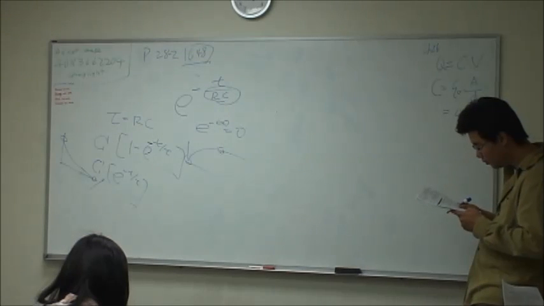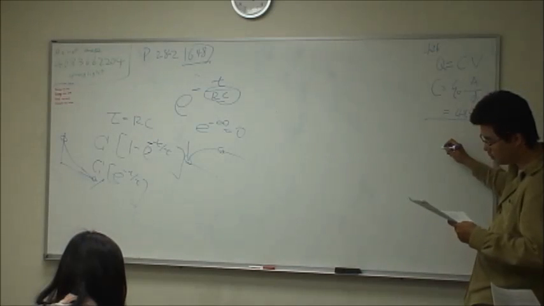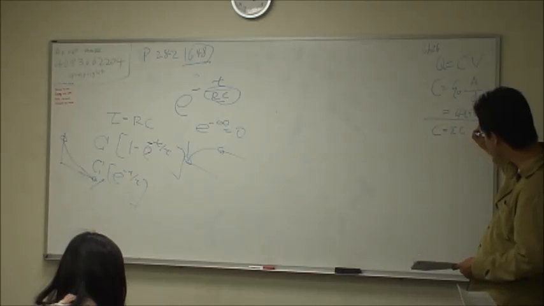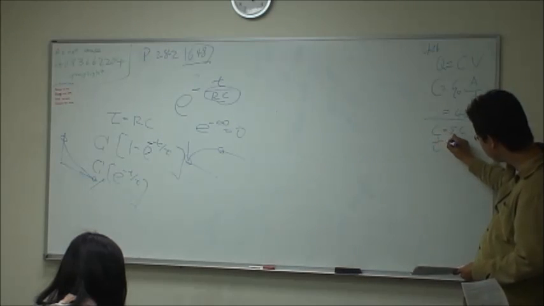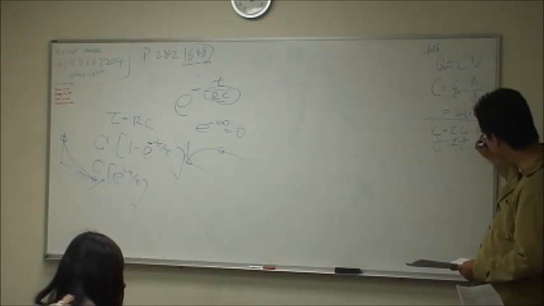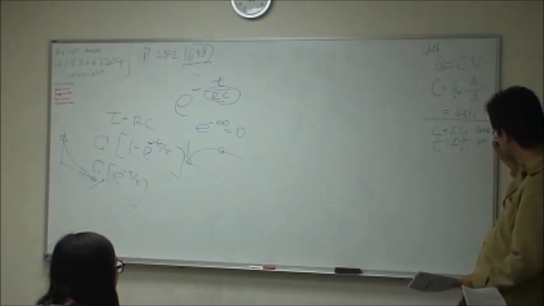Here we go. For capacitors in parallel, the total is the sum of C. And in series, it is 1 over the sum of 1 over Ci.